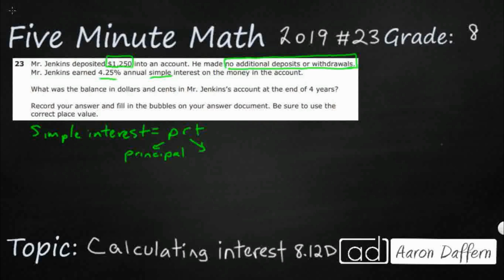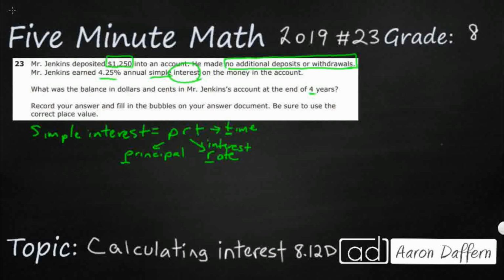So then we've got the interest rate. All right, so that's the R. That's our 4.25%. Even though it says annual simple interest, really we're looking for an interest rate. So you might not always find that word rate in the problem, but it's an interest rate. So that's our word right there. And then the T is simply time. How long did it gain interest? In this case, 4 years.